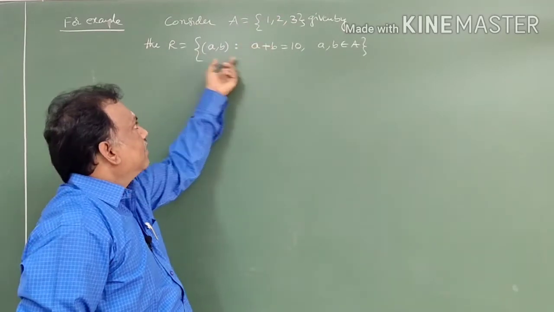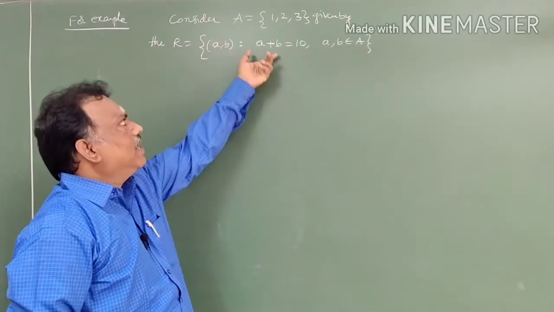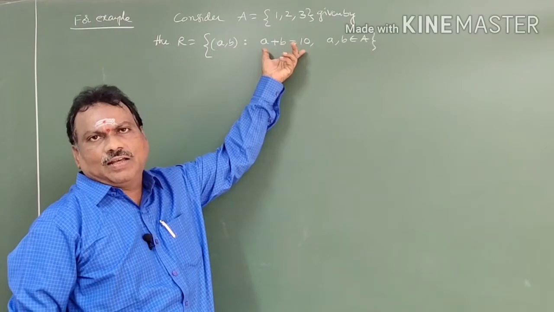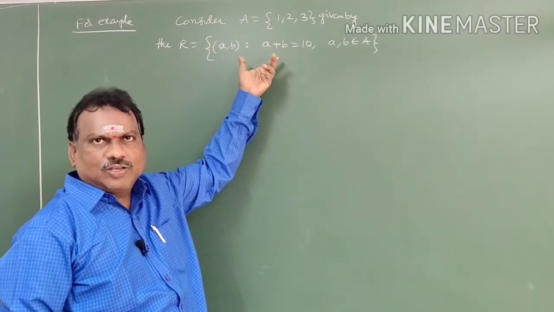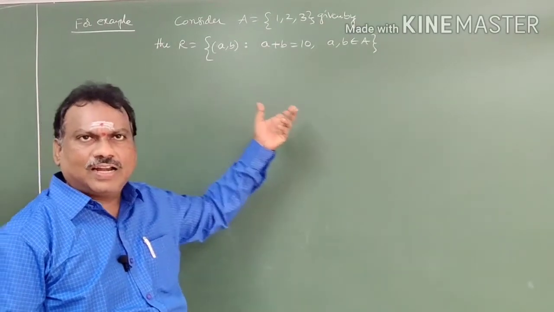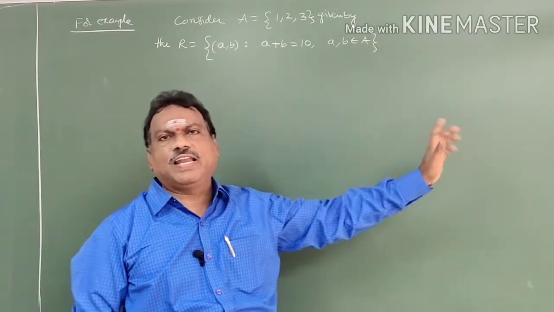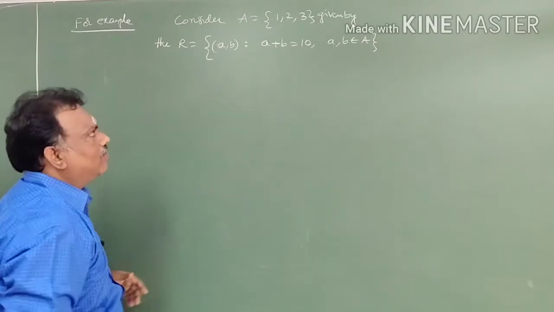There is a condition that the a plus b value should become 10. Like that, if any pair exists, you can write that pair in a relation. That relation is an example for an empty relation. Now I am going to solve this problem.